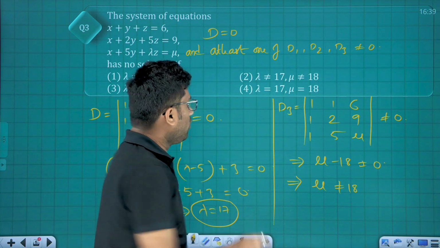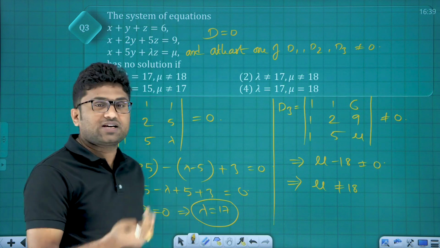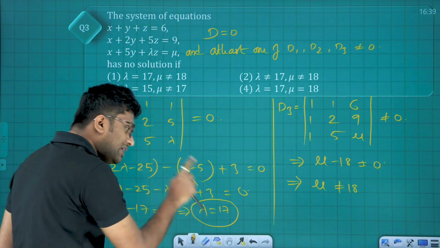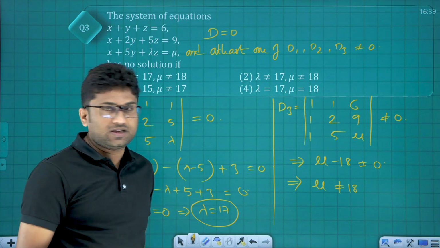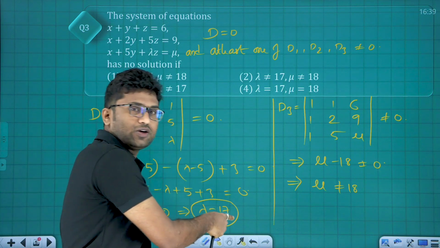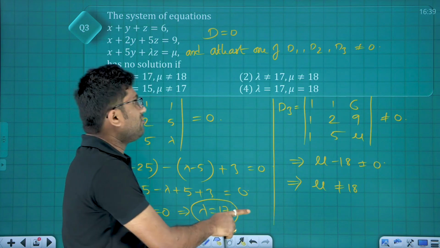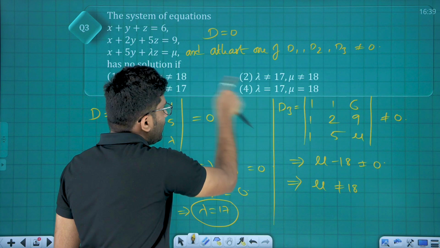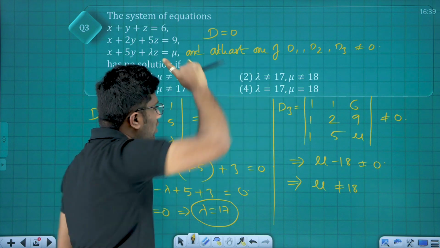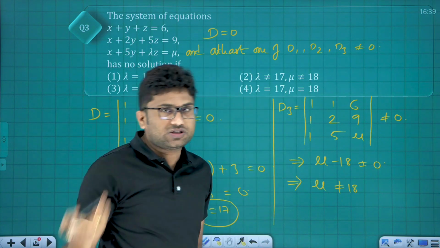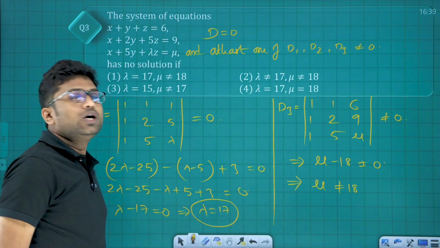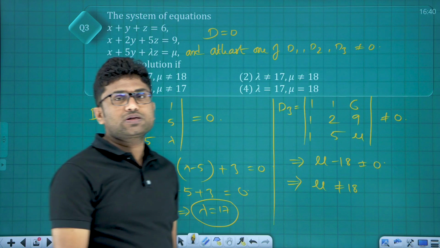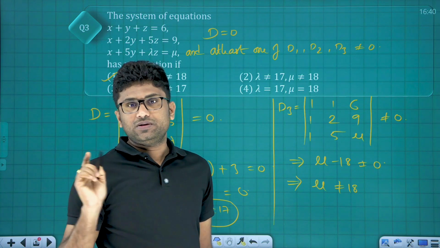No issues. Now why are we taking only options 1 and 4? Because D has to be 0 for sure, compulsorily. So D will be 0 if lambda is equal to 17. If lambda is 17, either 1 or 4 will be true. Among these two, what is the difference? Mu 18 or mu cannot be 18. D3 should be non-zero. So that means mu not equal to 18 is our solution: lambda equals 17 and mu not equal to 18.